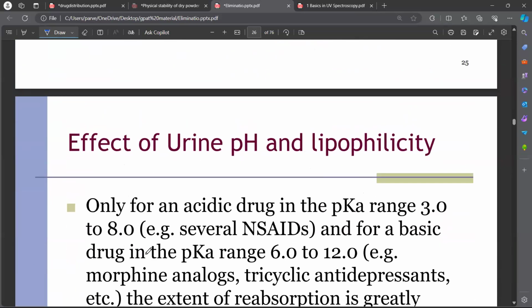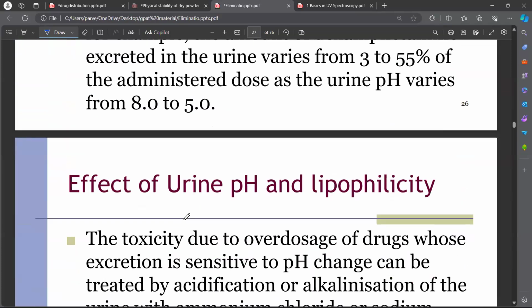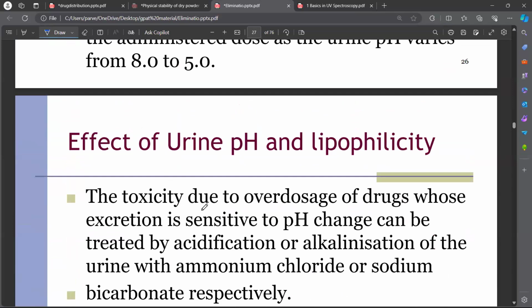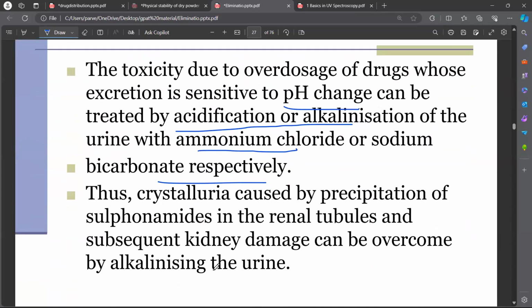So this further depends upon the pH and the pKa, as I mentioned, on the difference and how much acid is ionized and how much is unionized. Depending upon the drug and urine pH, you can calculate it. Toxicity due to overdoses of drugs whose excretion is sensitive to pH can be treated by acidification or alkalization of the urine with ammonium chloride or sodium bicarbonate respectively. Thus, crystalluria, caused by the precipitation of sulfonamides in renal tubules, which can cause kidney damage, can be overcome by alkalizing the urine because sulfonamides are acidic in nature.